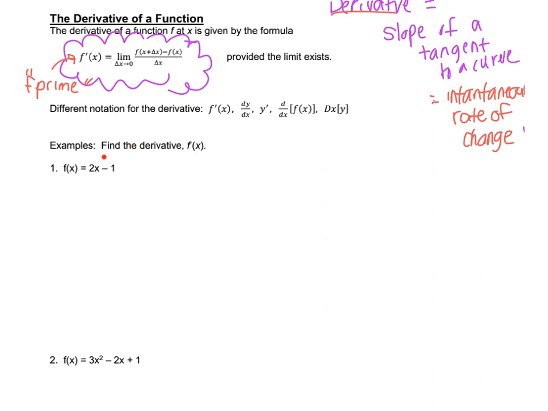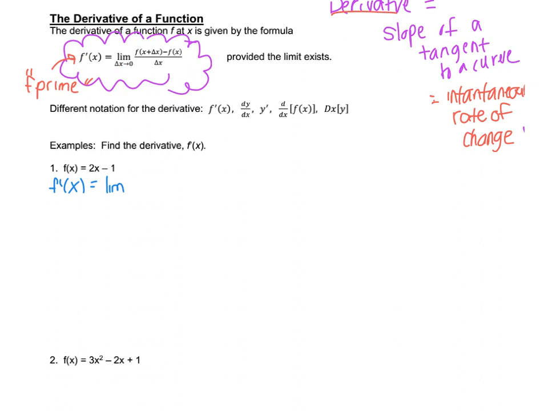Okay, so example: find the derivative of f of x. When we're asked to find the derivative, what we're really asked to find is the slope of a tangent line anywhere on this function. So we're going to jump back to the formula. We know that the derivative of f is going to be f prime of x. We're going to find that derivative by taking the limit of the slope of the secant line, which again I'm pulling directly from up here.